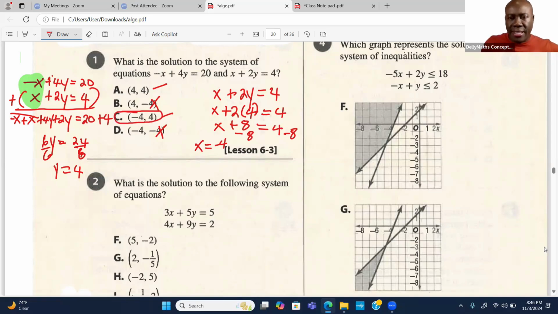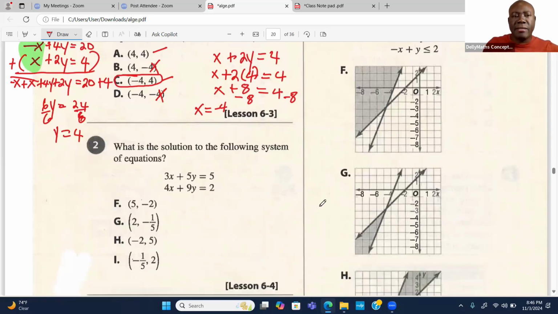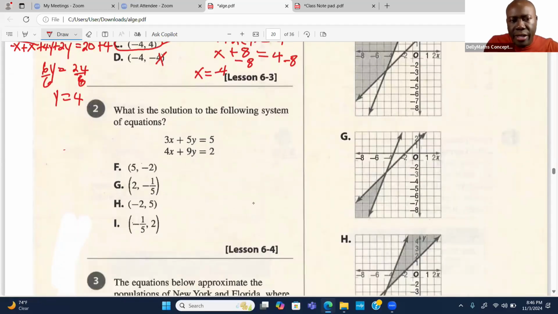All right, let's take a look at the second question. We're looking at systems here. All right, so for the second question, I have, what is the solution of the following system of equations? All right, so here's what I have right here. So basically, I'm going to try to eliminate the x's. So if I'm going to eliminate the x, let me just call this equation 1, equation 2.